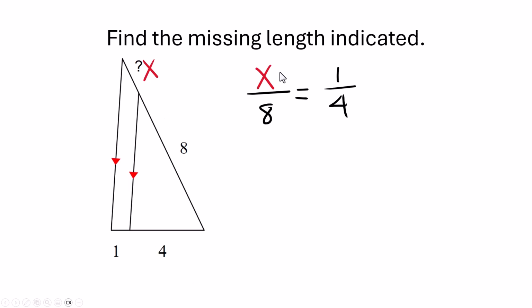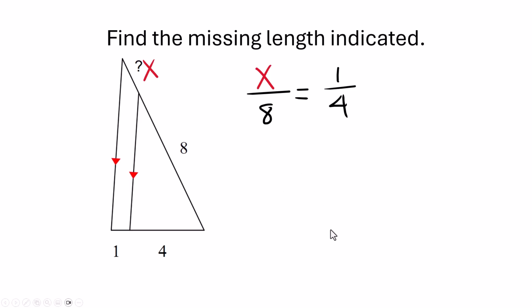Make sure everything is lined up. X goes with the 8. They are on the same side. 1 goes with the 4. They are on the same side. But the X goes with the 1. If you had flipped this over and put the 4 on the top, this wouldn't work. The X is up here, go straight down. There's the 1. That's what I mean by they go together.